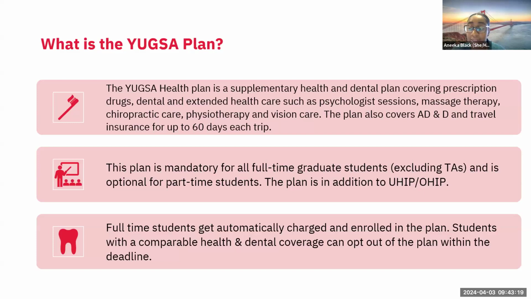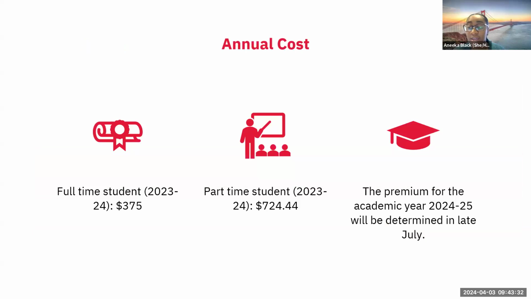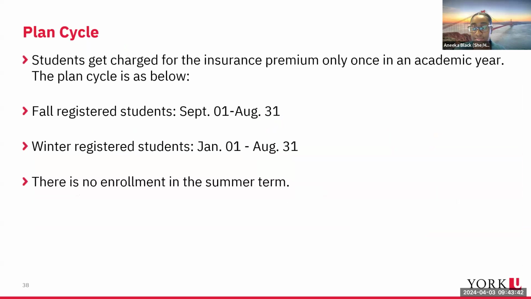So full-time students automatically get charged and enrolled in the plan, and students with comparable health and dental coverage can opt out of the plan within the deadline, and I'll provide those deadlines in a few slides. The annual cost shown here differs for full-time and part-time graduate students, and the premiums are determined in late July. In terms of the cycle of the insurance plan, there is no enrollment for summer. So students are registered for fall and winter, and the dates for the cycle are included here on the slides.